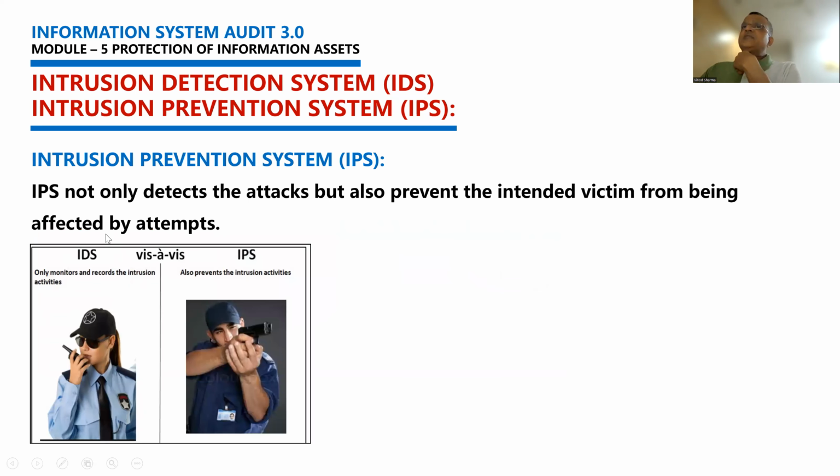Now, the intrusion prevention system, known as IPS, not only detects the attack, but also prevents the intended victim from being affected by the attempt. Let's put it this way: I've been saying IDS is a preventive control measure, and the intrusion prevention system is a corrective action. Look at these two images which I'm showing. This is one officer giving information that, I see some intruding activities at the door. The IPS, the intrusion prevention system, says, okay, come on, I have a gun and I'll fire if you move ahead. So this is the difference between the two.